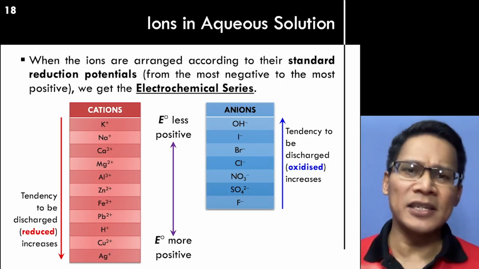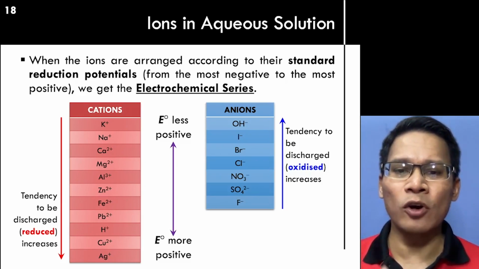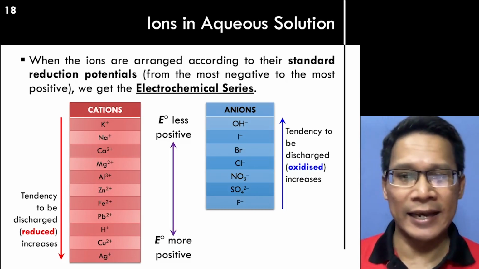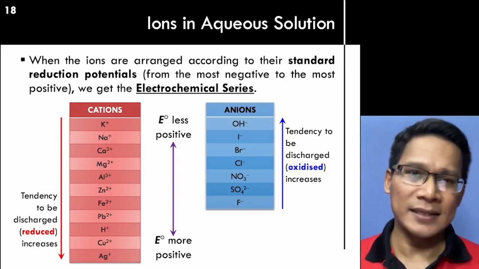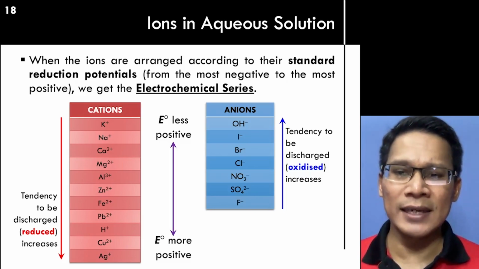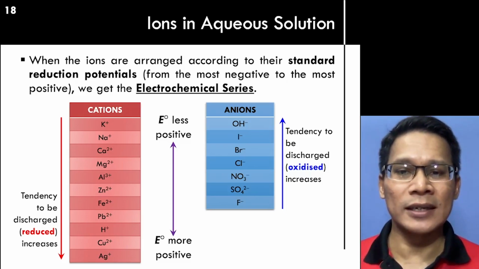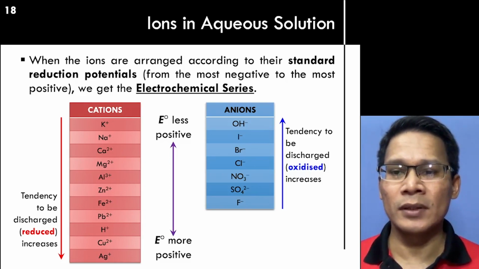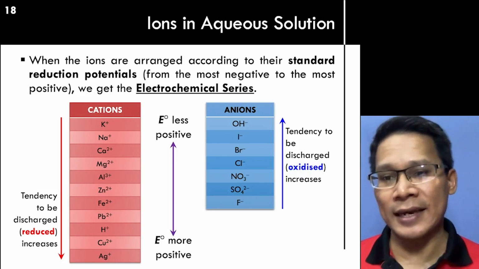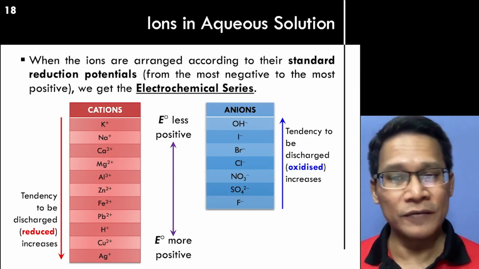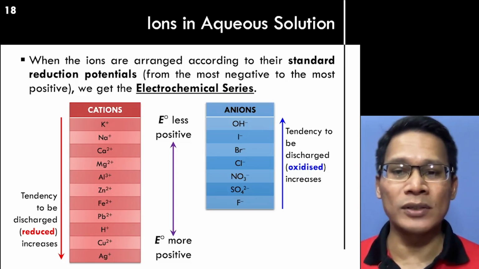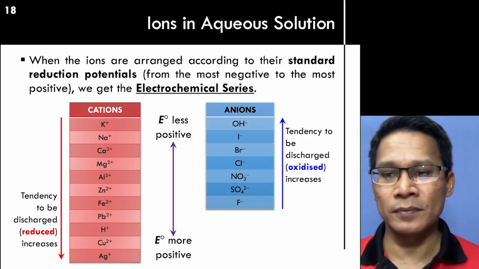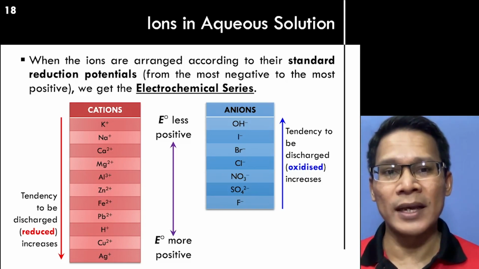Note that to make it easier for our comparison, we only compare a cation with other cations and an anion with other anions. As an example, if there are zinc ions and hydrogen ions in the electrolyte, the hydrogen ions will be discharged. Hydrogen gas will be formed at the cathode. If there are hydroxide and chloride ions in the electrolyte, the hydroxide ion will be discharged. Oxygen gas will be formed at the anode.